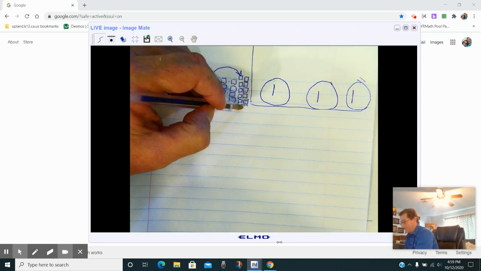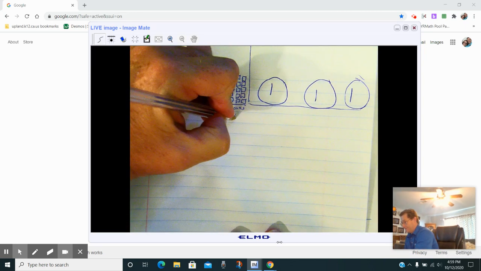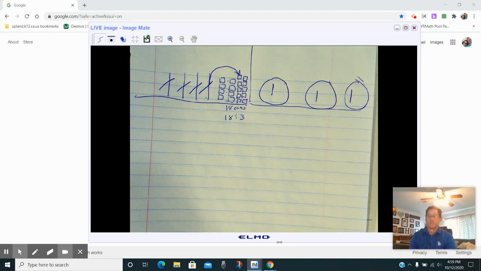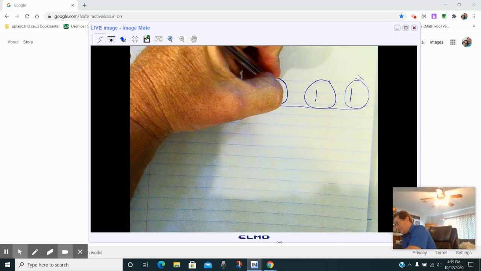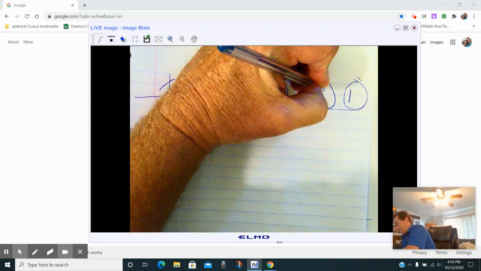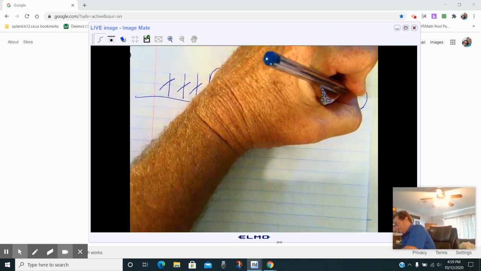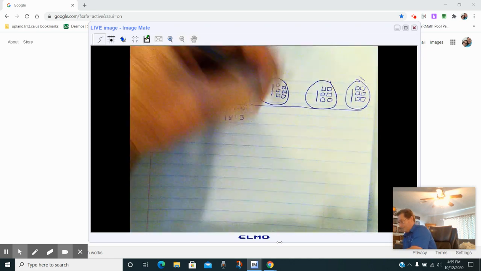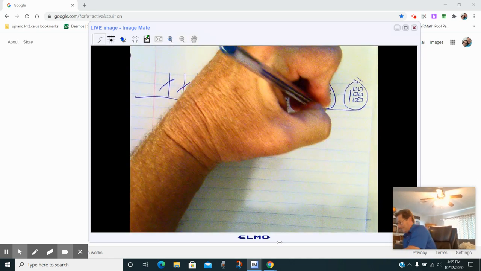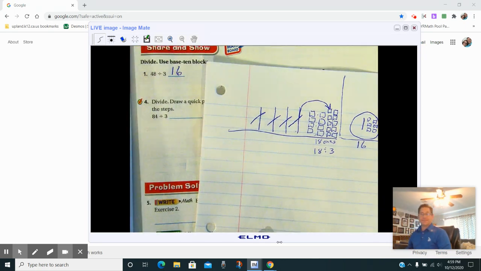18 divided by 3. Is there a way of counting by threes, multiples of 3, to get to 18? 3, 6, 9, 12, 15, 18. Yes, 3 times 6 is 18. So I'm going to put 6 into each group. Okay, so I have a 10 and 6 1s, 16. So 48 divided by 3 is 16. There were no 10s or 1s left over.